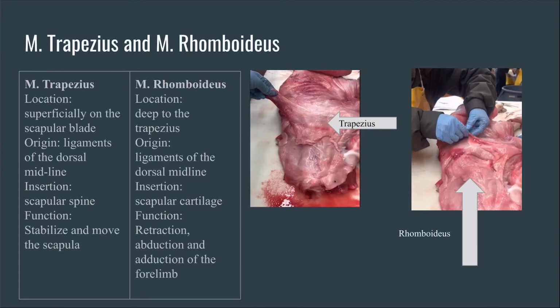Muscles of the forelimb. The trapezius and the rhomboideus are pictured here. The trapezius is located superficially on the scapular base and originates on the ligaments of the dorsal midline and inserts on the scapular spine. It functions to stabilize and move the scapula. The rhomboideus is located deep to the trapezius, originates on the ligaments of the dorsal midline and inserts on the scapular cartilages. Its function is to retract, abduct and adduct the forelimb.